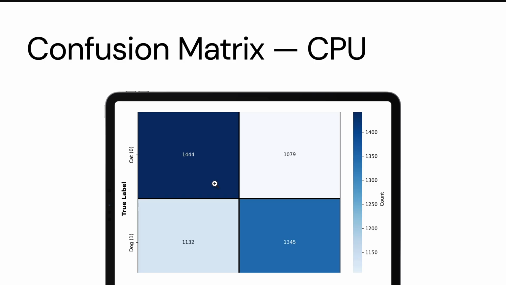This is the confusion matrix of the CPU model. Before we jump into final metrics, you can see more mistakes, especially misclassifications, that we'll cut down once we move to the GPU model. So keep this visual in mind as context for the accuracy jump that you'll see next.